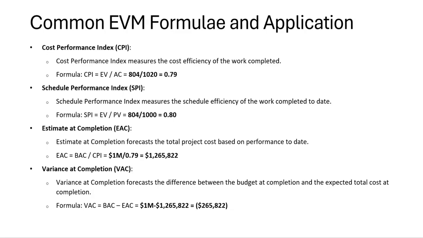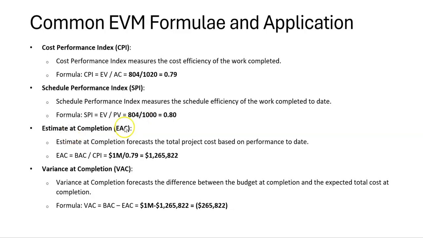Now those numbers, I will tell you from experience, are considered low. Anything below 0.9 is considered red and needs immediate corrective action, so you don't continue in that mode and basically spend all your budget without getting the work scope done.